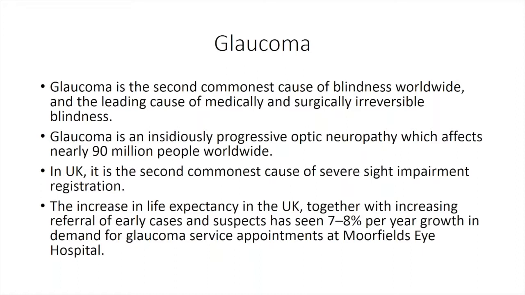It's an insidious progressive optic neuropathy which affects nearly 90 million people worldwide. I find these numbers overwhelming to actually consider what 90 million people would even look like, let alone what impact it would have on their families and communities. In the UK, glaucoma is the second commonest cause of severe sight impairment registration. The increase in life expectancy we're enjoying in the UK, together with increasing referral of early cases and suspects, has seen a 7 to 8% per year growth in demand for glaucoma service appointments at Moorfields Eye Hospital.